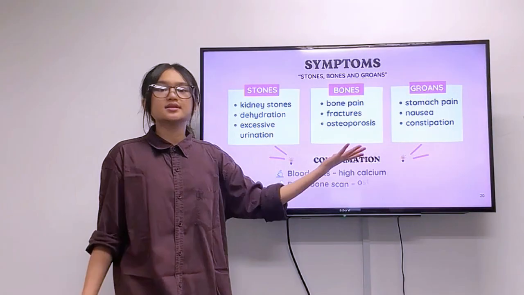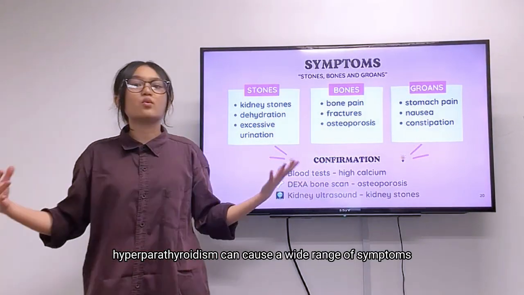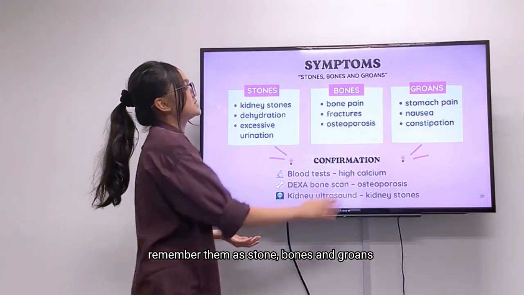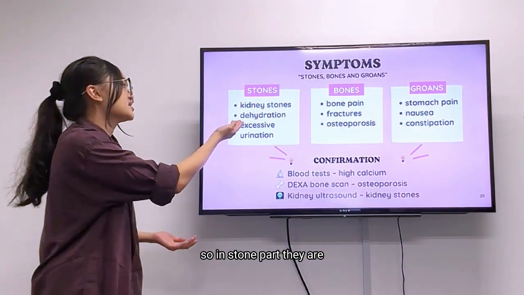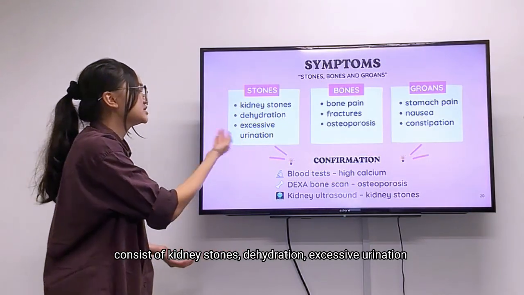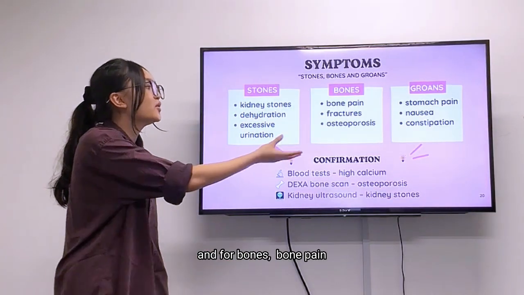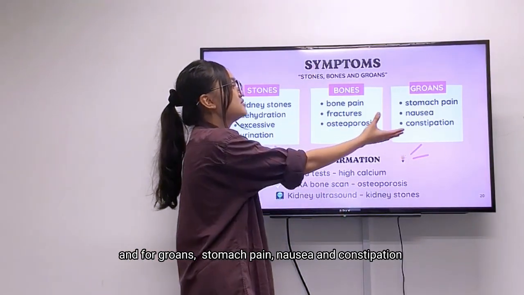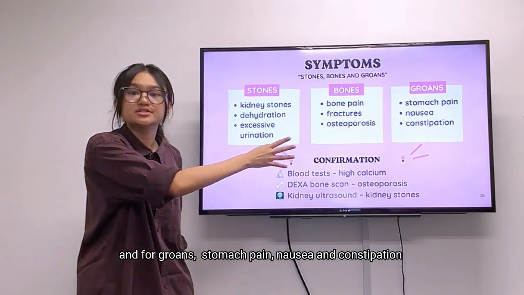Next up, hyperparathyroidism can cause a wide range of symptoms. Remember them as stones, bones, and groans. The stone part consists of kidney stones, dehydration, and excessive urination. For bones, pain, fractures, and osteoporosis. And for groans, stomach pain, nausea, and constipation.